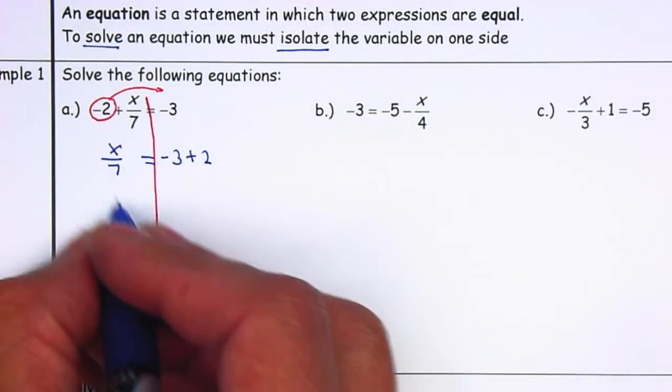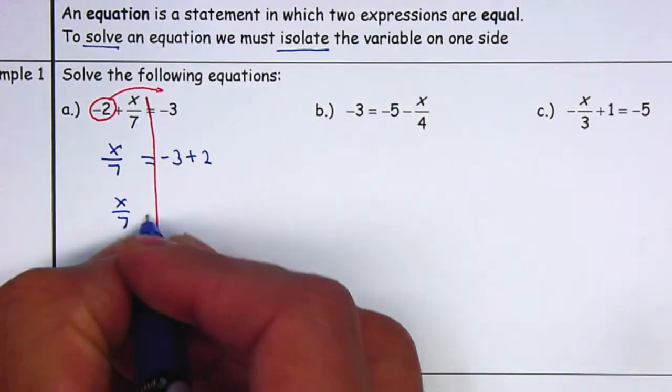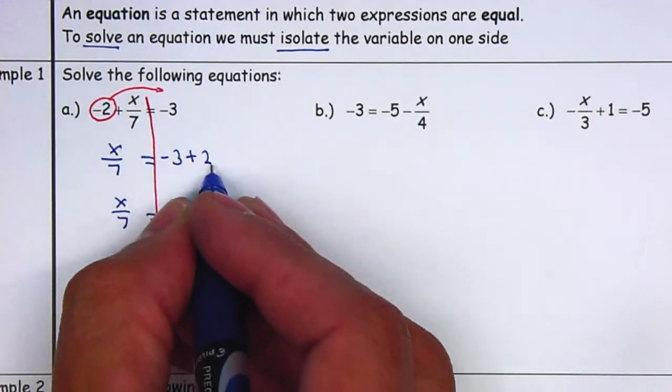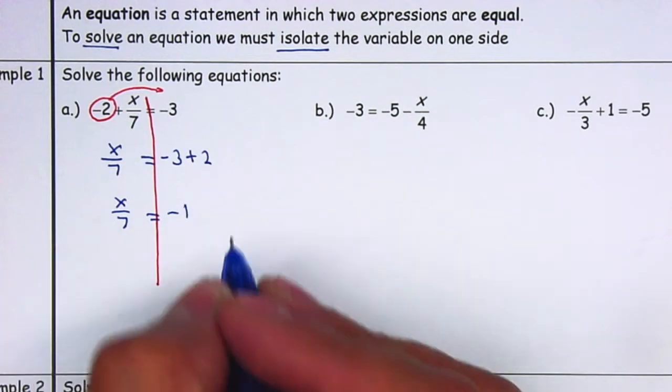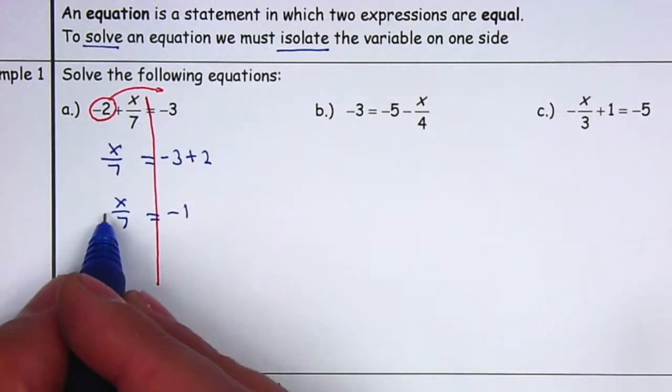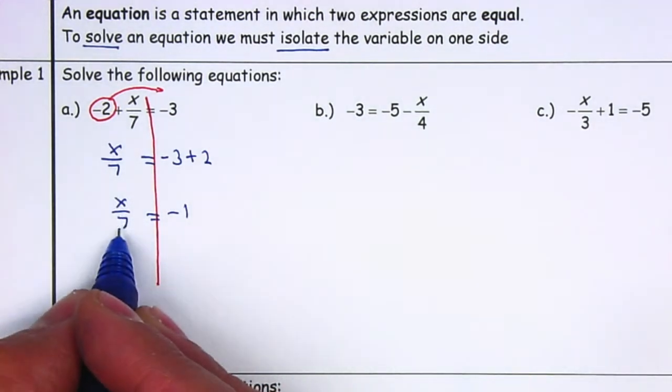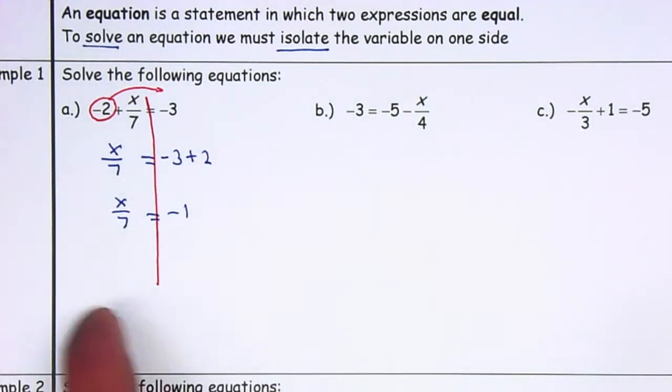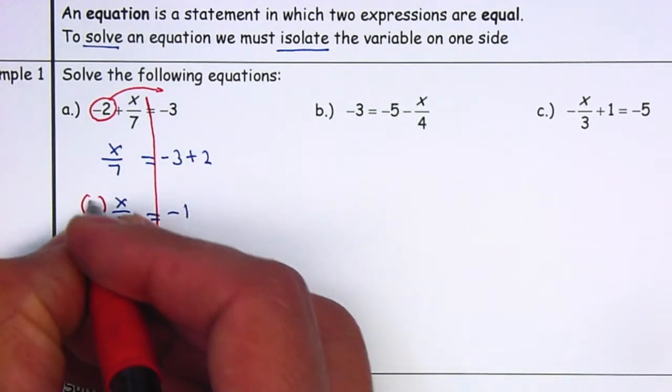Now, we're going to bring the left-hand side down, and we're going to simplify the right-hand side. -3 plus 2, that is -1. And now we want to get rid of the 7. The x and the 7 are dividing, so the opposite will be to multiply by 7 on both sides. I'm going to place it in parentheses.